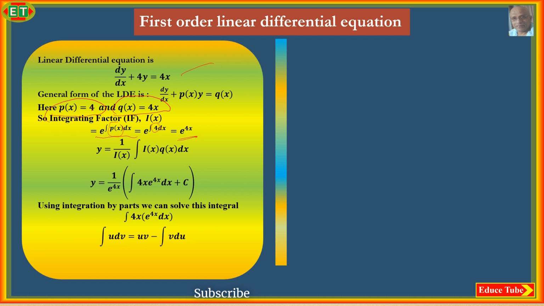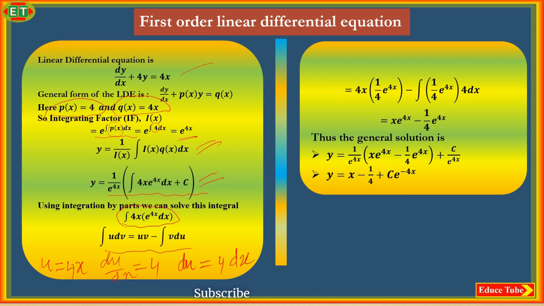One important point is to use the formula for the general solution, and it is this one. Substituting the values of I(x) and q(x) in this general solution, we find an equation like this one. Now we have to use integration by parts to find the integral of this value. The integration by parts formula is this one, and in this case we assume u = 4x. So we get du/dx = 4. Once we get this value, through simplification, we get du = 4 dx.